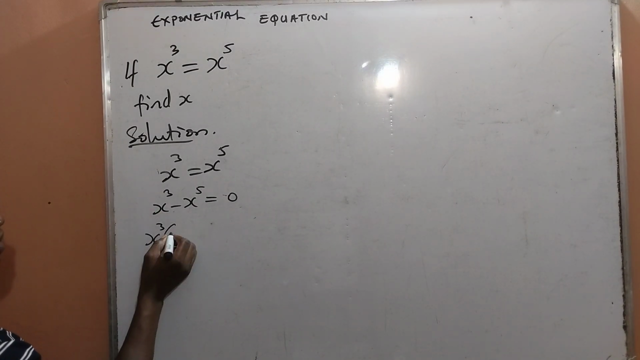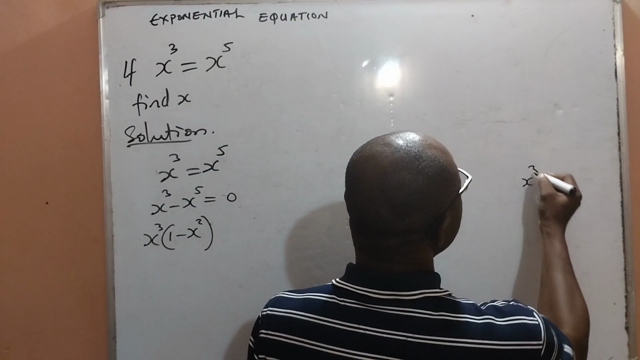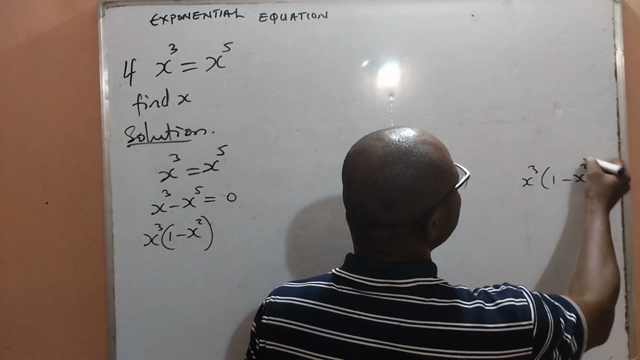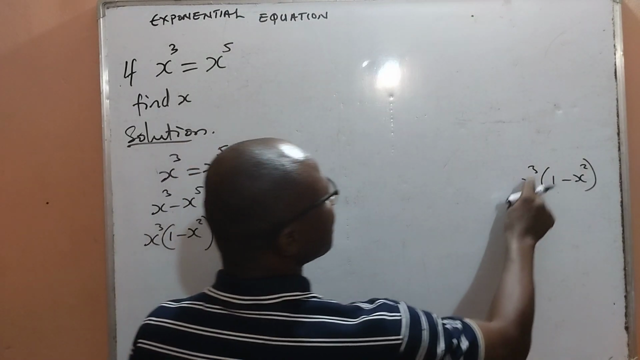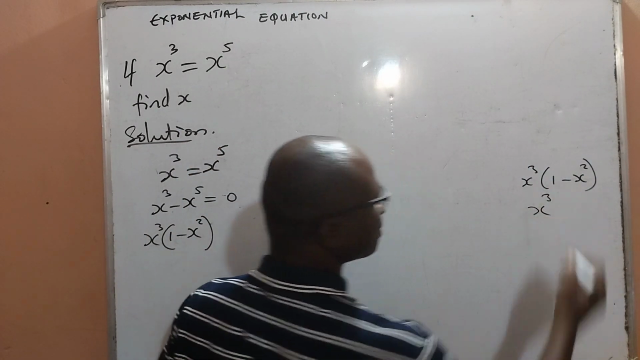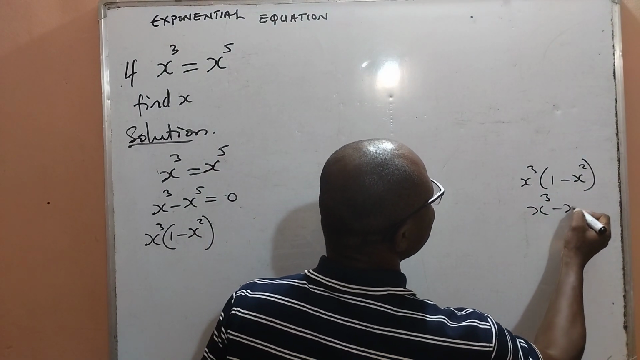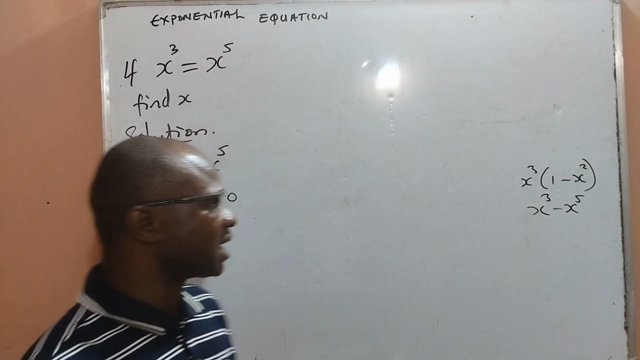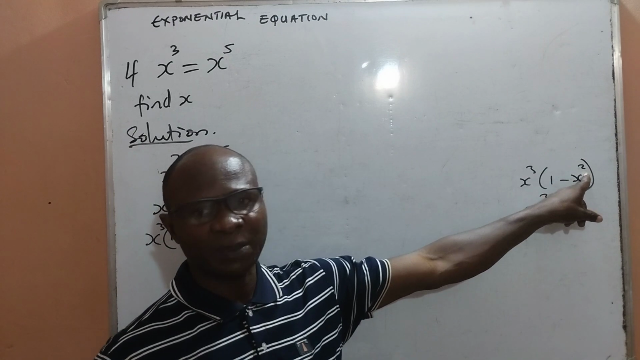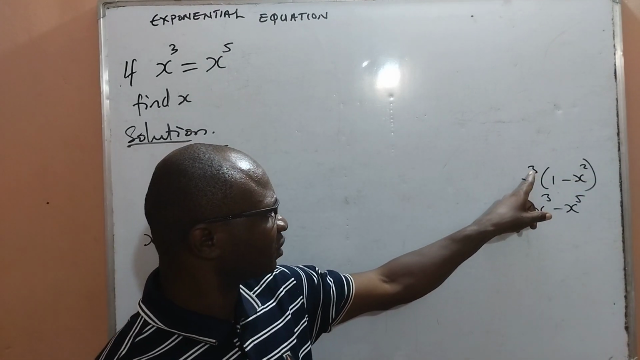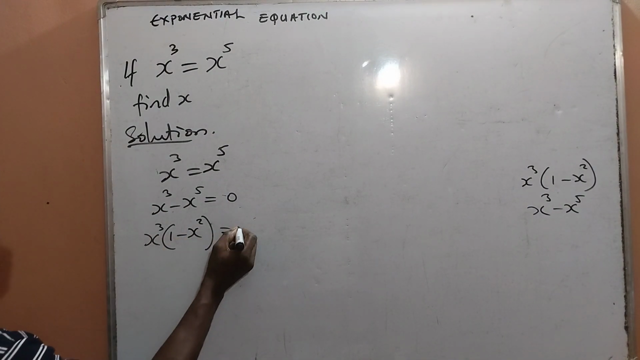So inside the bracket, I will have 1 minus x raised to the power 2. Why? Because x raised to the power 3 into 1 minus x raised to the power 2, when you open the bracket, you will get the original equation, which is x raised to the power 3 times 1 equal to x raised to the power 3. And x raised to the power 3 times minus x raised to the power 2 will give us minus x raised to the power 5. The reason is because when the bases are the same, the exponents add. So therefore 3 plus 2 will give us 5. So factoring it out, this is what we have equal to 0.